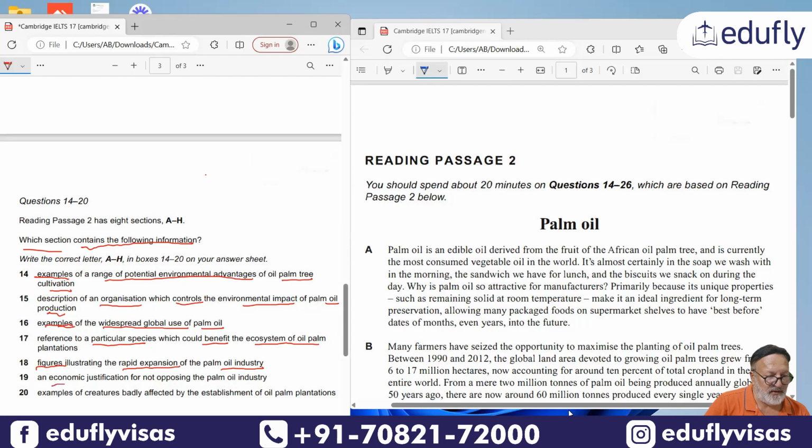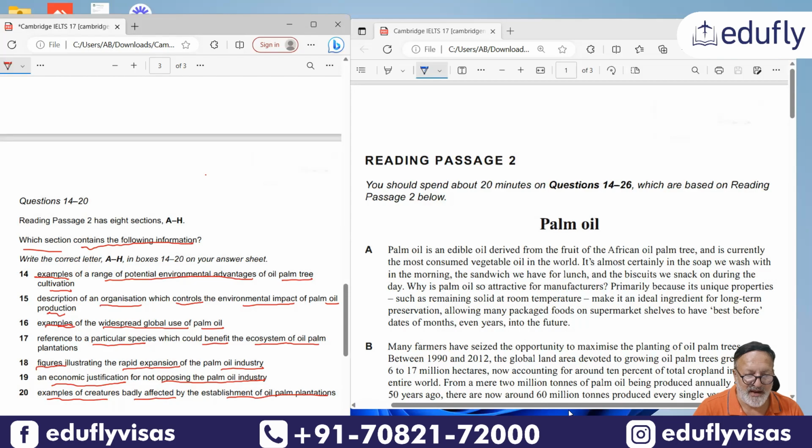And economic justification, something to do with finance, for not opposing the palm oil industry. What is the reason there is no opposition to the palm oil industry? And that reason is something to do with economics, financial. And the last one is examples of creatures badly affected by the establishment. So some creatures which have suffered because of the palm oil plantations. So first of all, we should know this because we have to start reading from A. So when we find the important keyword here, then we match it.